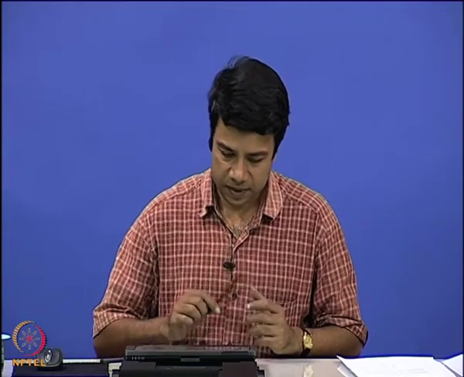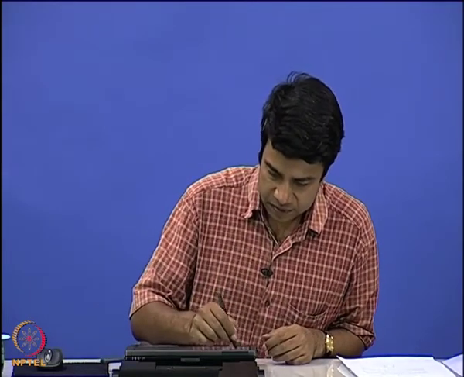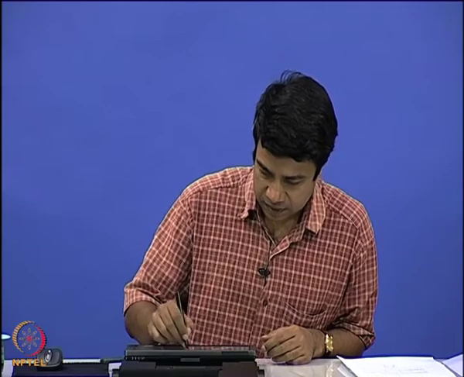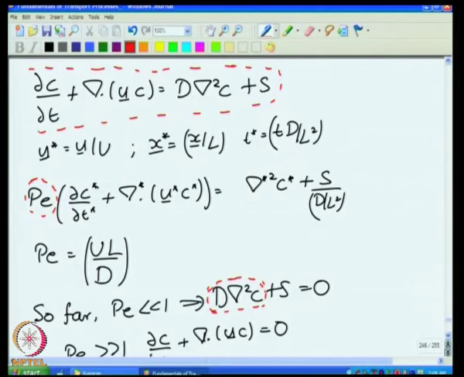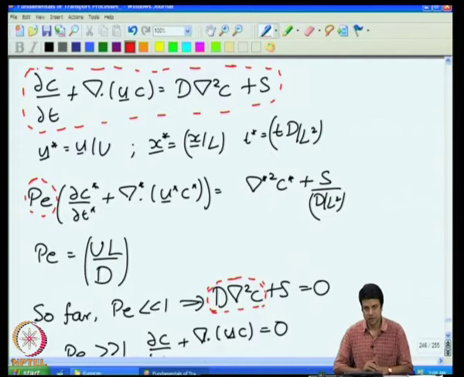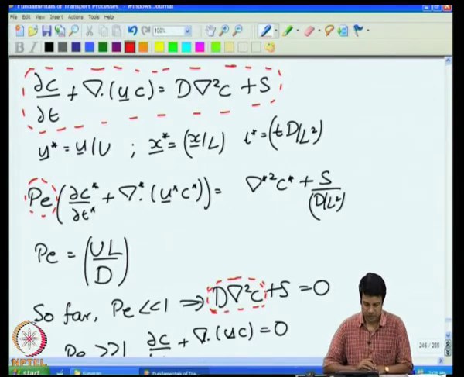This is lecture number 37 of our course on fundamentals of transport processes, and we were discussing a general convection diffusion equation for the concentration or temperature field. So the equation has the general form dc by dt plus the divergence of velocity times the concentration is equal to D times the Laplacian of the concentration plus any source or sink of mass or energy within the system.